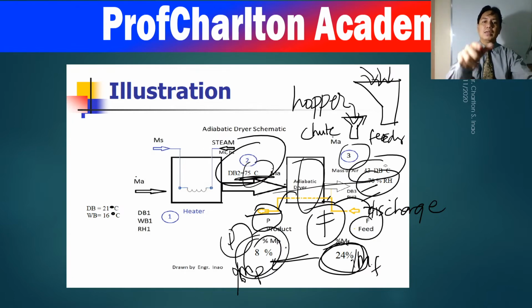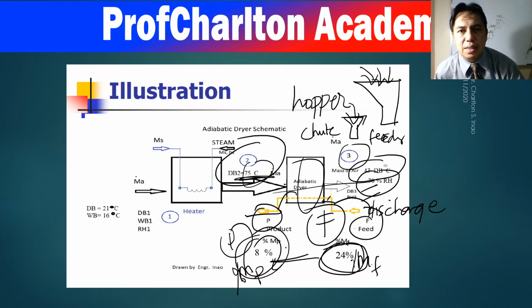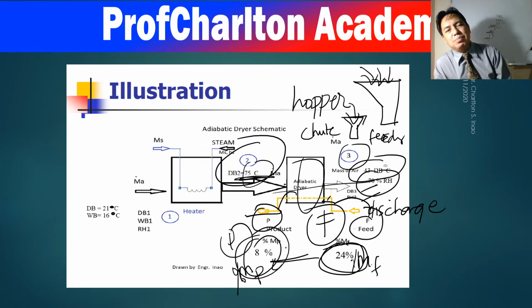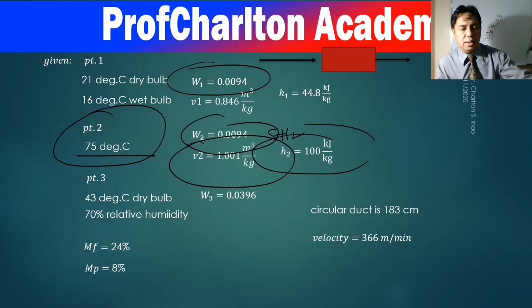Now, if in the product your moisture content is increased or becomes large, you are not using a dryer. Maybe you are using a sprinkler or moisturizer. When the moisture or water vapor content is increased, it is not a dryer. Okay. So, obviously, the moisture content at the product is less than the moisture content at the feed. Okay, so I think it's very clear.